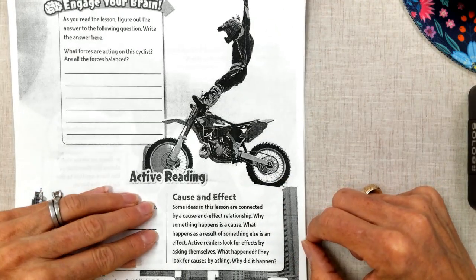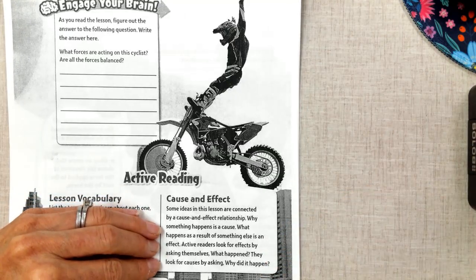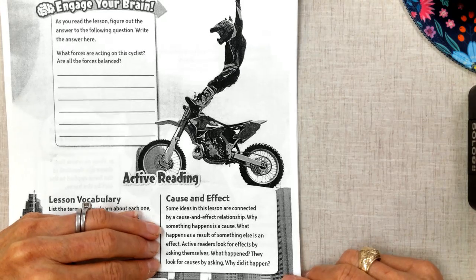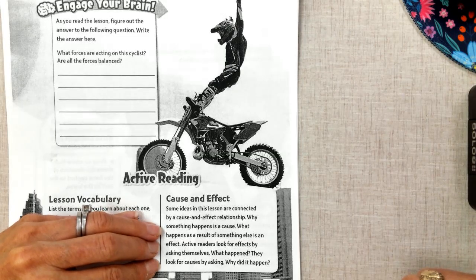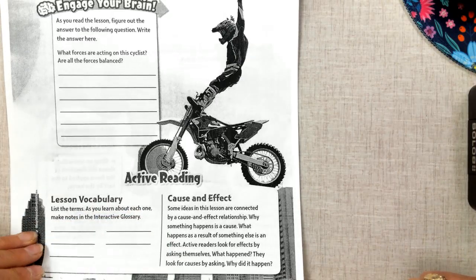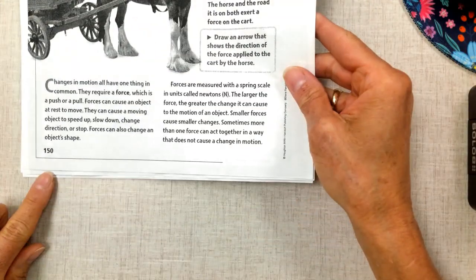Here's some vocab. We're not going to worry about this. It says cause and effect. Some ideas in this lesson are connected by a cause and effect relationship. Why something happens is a cause. What happens as a result of something else is an effect. Active readers look for effects by asking themselves, what happened? They look for causes by asking, why did it happen? We're going to flip to page 150.